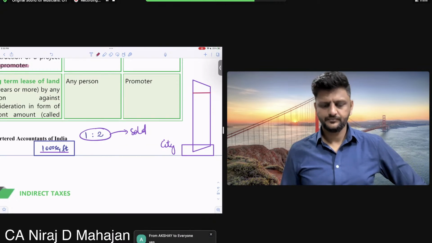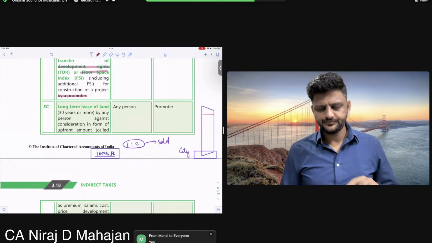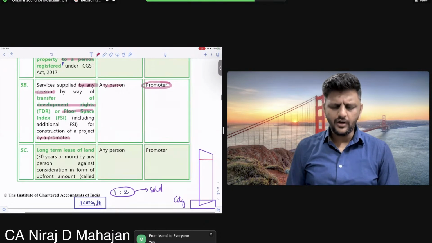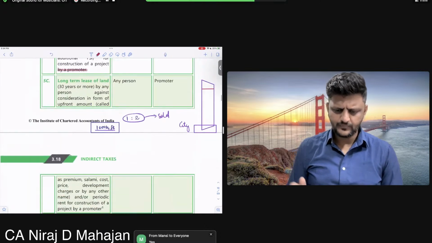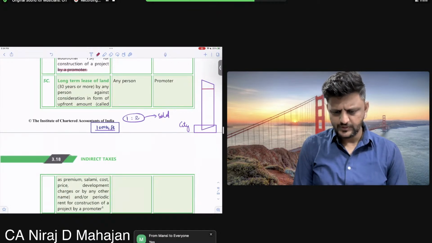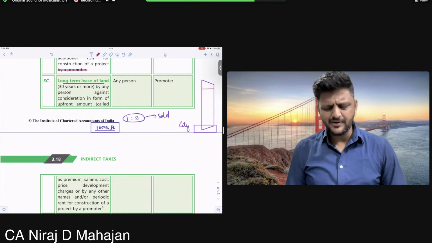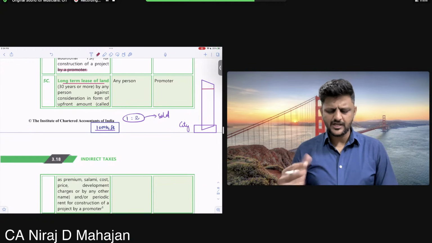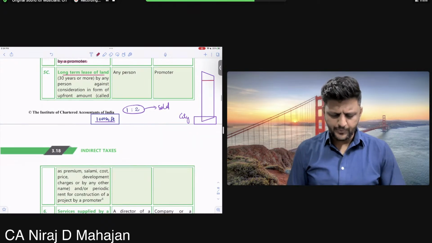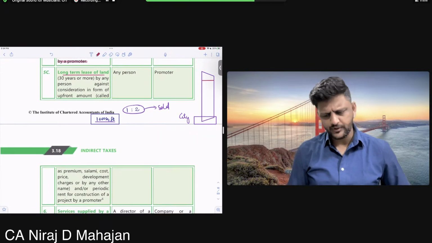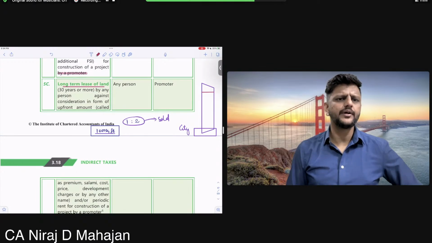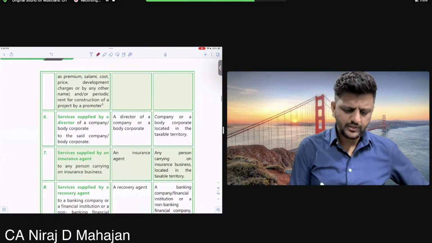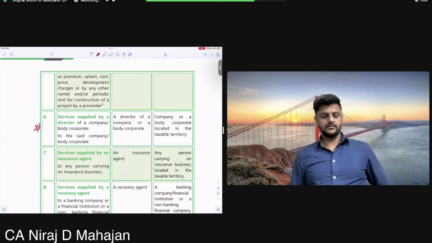ठीक है? So if you are transferring this TDR, then long-term lease of land, 30 years or more, by any person against consideration in the form of an upfront amount called premium, salami, whatever the amount may be, and a periodic rent, for construction of a project by a promoter. So long-term lease of 30 years or more, RCM applicable. What is important we will understand, and we will highlight obviously.